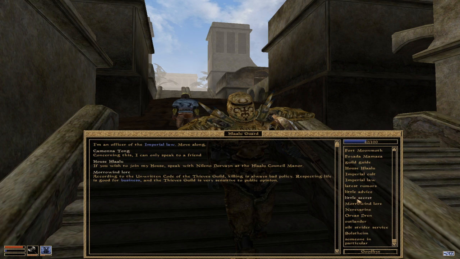According to the unwritten code of the Thieves Guild, killing is always bad policy. Respecting life is good for business, and the Thieves Guild is very sensitive to public opinion.